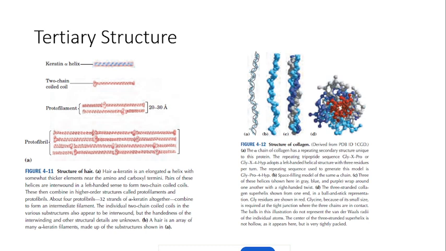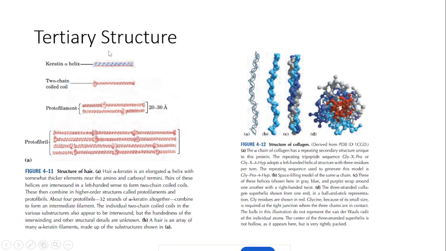That is called the tertiary protein structure. Secondary structures will come and interact with each other and make a more complex, more compact protein structure. For example, in your hair there is a protein called keratin, which has a tertiary structure. So what happens?